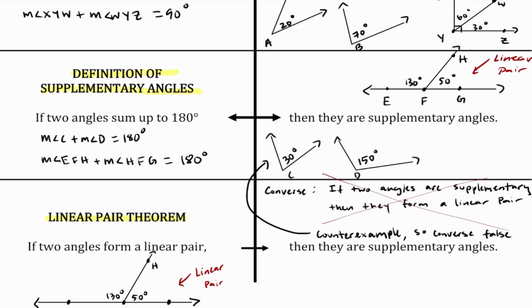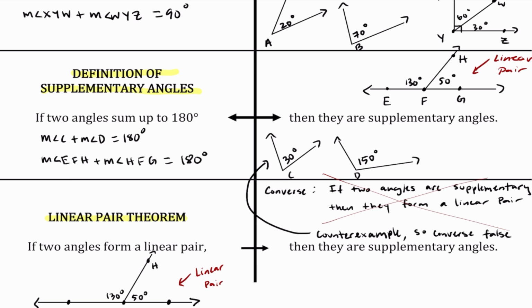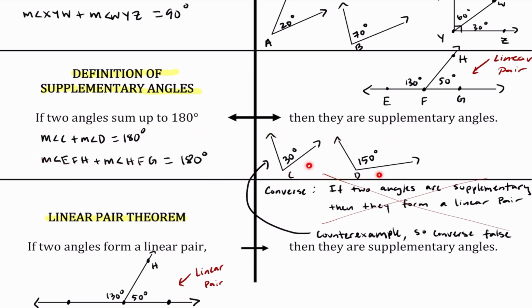So basically, what we should do, or how we should approach this, is we should use the other direction of this definition. If they are supplementary angles, then the two angles sum up to 180 degrees. So if we look at the examples here, we have angle C and angle D, they are supplementary.